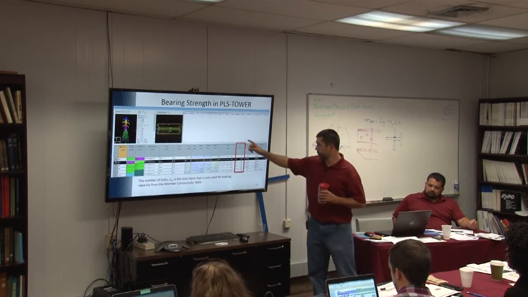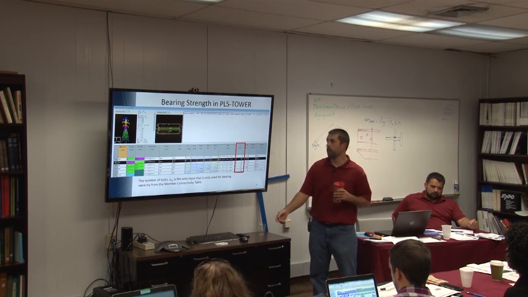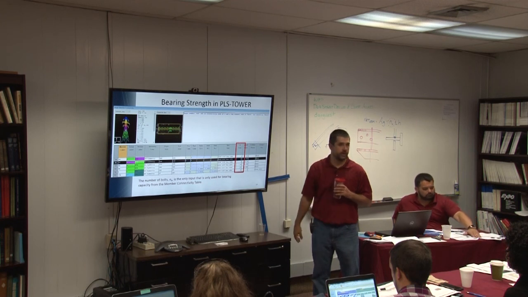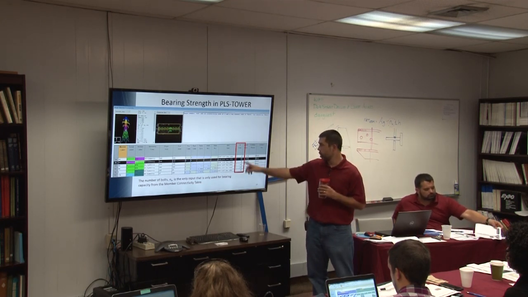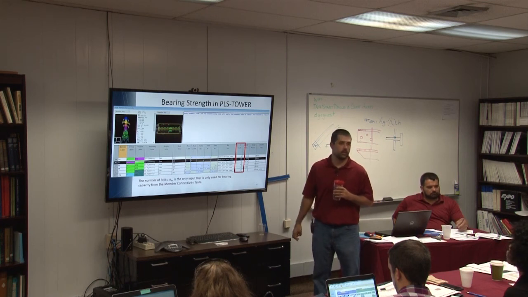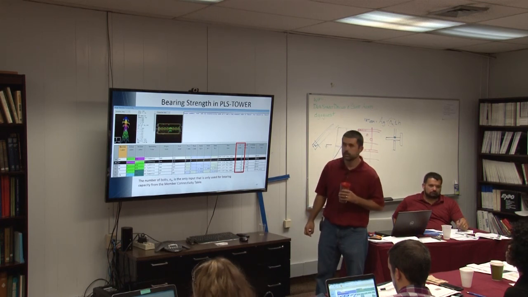The only thing that you use is the number of bolts. So you're going to specify the number of bolts in the connection, and PLS has all the other information it needs. So there's no modification or anything. You just input the number of bolts. It's going to calculate the bearing capacity for you.